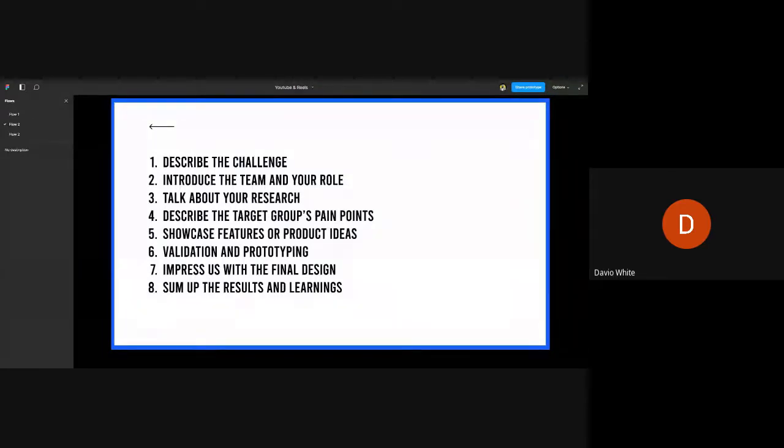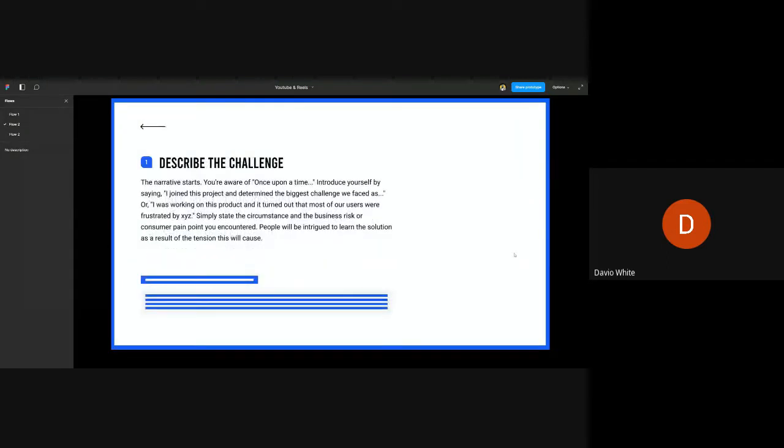I know many persons want to see the practicals rather than the theory. I hate theories, but I still have to do this. So one, you need to describe the challenge. The narrative starts with, you're aware of, once upon a time. So it's more or less a way you tell a story.